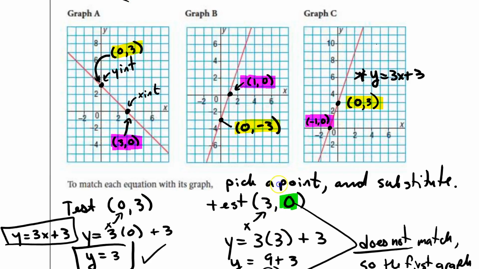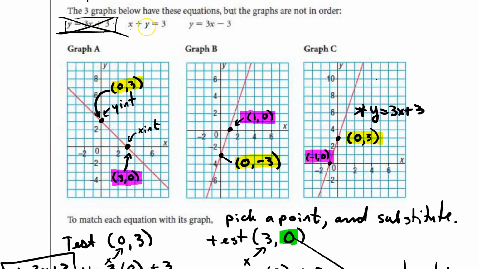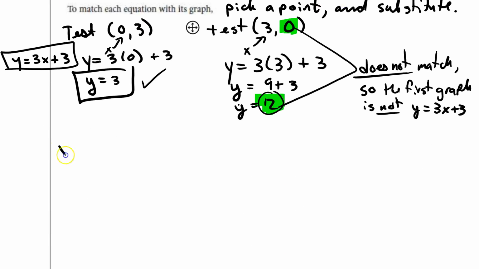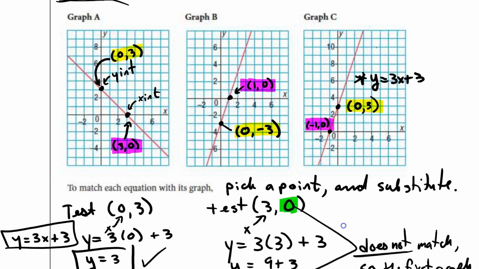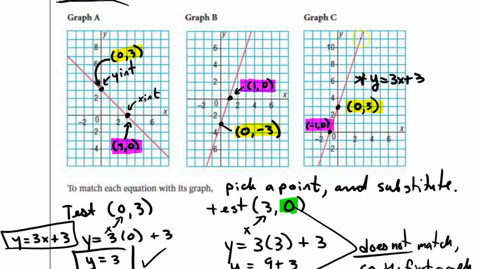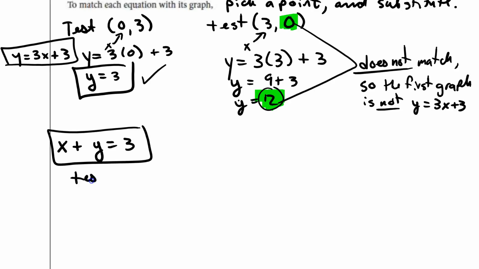Let's test the second graph here. x plus y equals 3. So let's test a few points. We don't need to test anything on this graph anymore because we've figured that one out. Why don't we test the point 0, negative 3? So for my x, I'm going to substitute in 0. And if I substitute in 0 for my x, I should get negative 3 for my y.